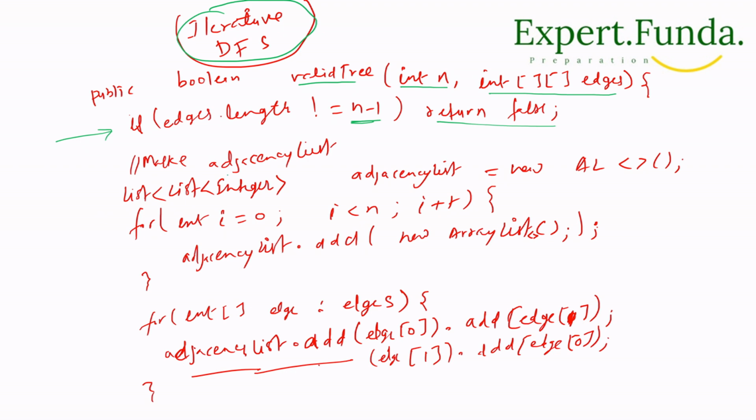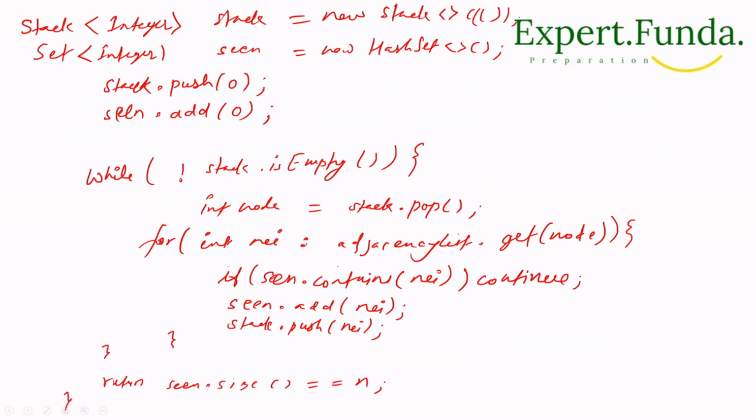Next, we will make the adjacency list. This is our adjacency list and this is our array list, so we are making a list of lists. Now we will initialize the array list, adjacency list, and then we will put all the values. We will do adjacencyList.get(0).add(1), meaning node 0 has its child 1, and similarly 1 has its parent 0. Like that we will maintain all its neighbors in the adjacency list.